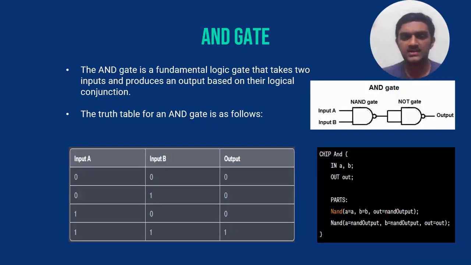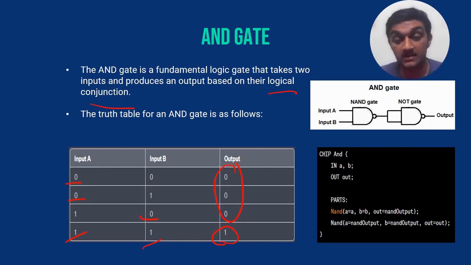So let's start with the basic AND gate. The AND gate is a fundamental logic gate that takes two inputs and produces an output based on their logical conjunction. If we look at the truth table, it will be more understandable. If you have a single input of 0, as you can see, we get 0 as the output. And if we have both our inputs as 1, we have the output as 1.